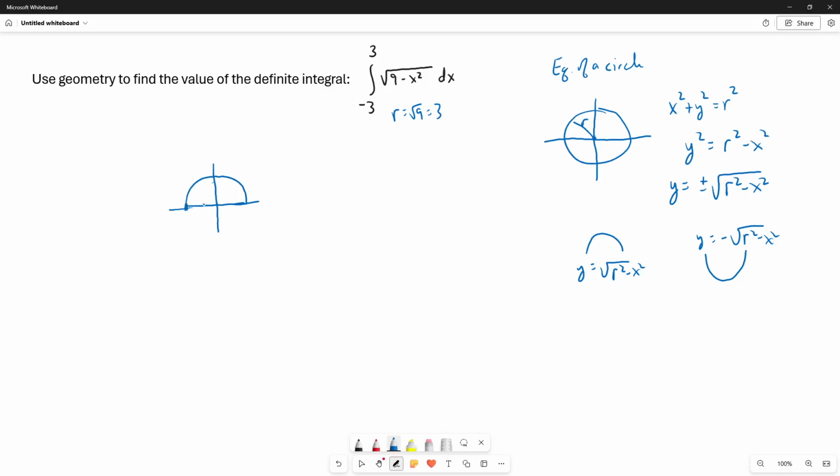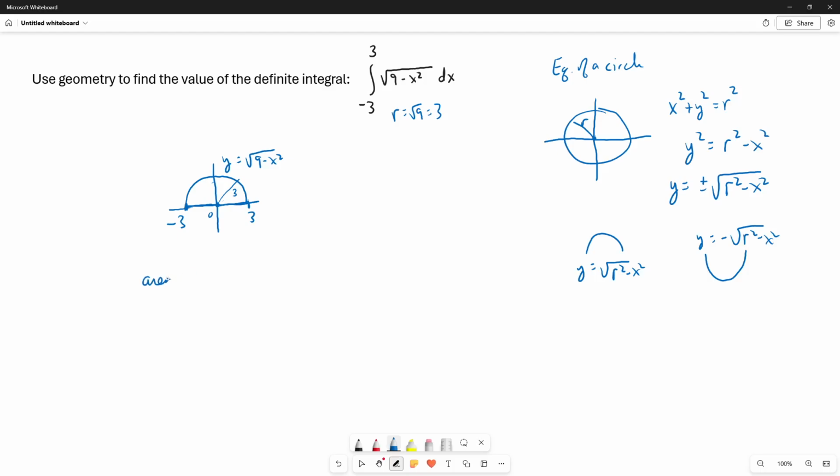And this number is going to be negative r, negative radius, negative 3. And this number over here is going to be the radius, 3. This is 0, and the radius is 3. The equation of this semicircle is y equals the square root of 9 minus x squared. So this integral represents the area of this semicircle.